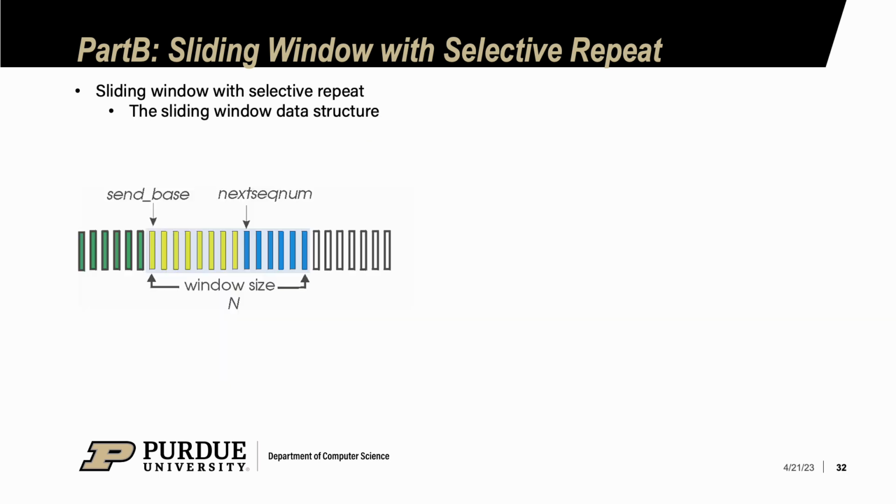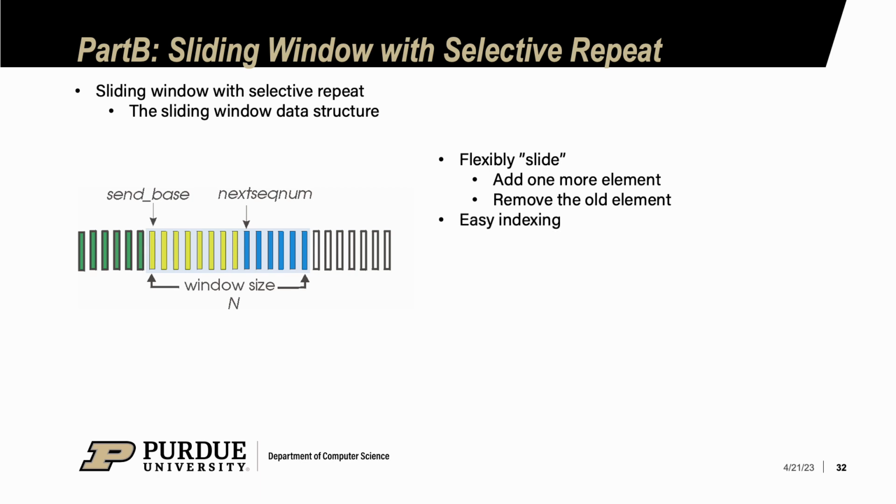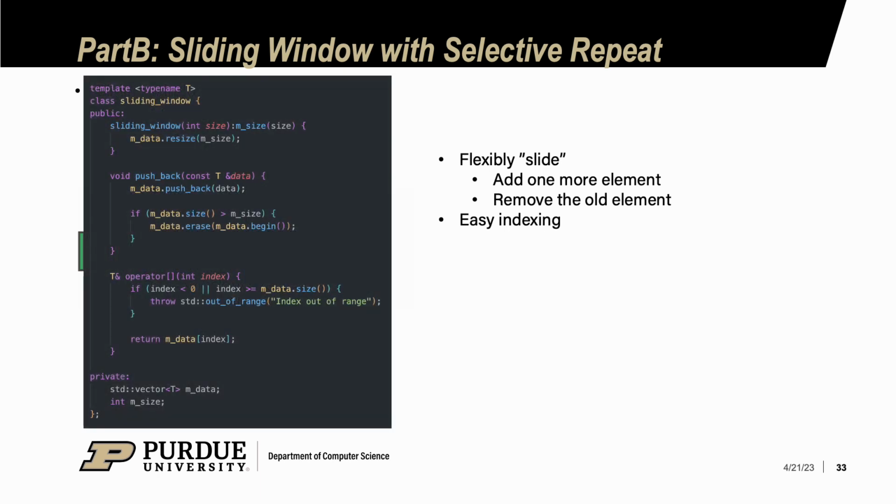To support the sliding operation easily, no matter on the sender or the receiver side, I design a specific sliding window data structure. This data structure needs two handy features. First, it should flexibly slide the window forward: adding one more element, removing the old element, and making sure the indexing is correctly updated. Here is my implementation. The pushback function supports easy sliding operation. The indexing then is correctly handled.